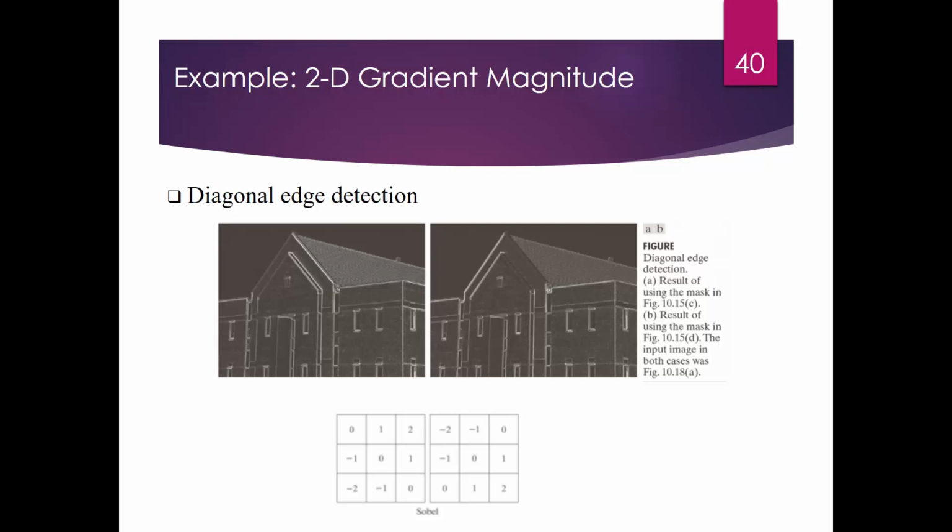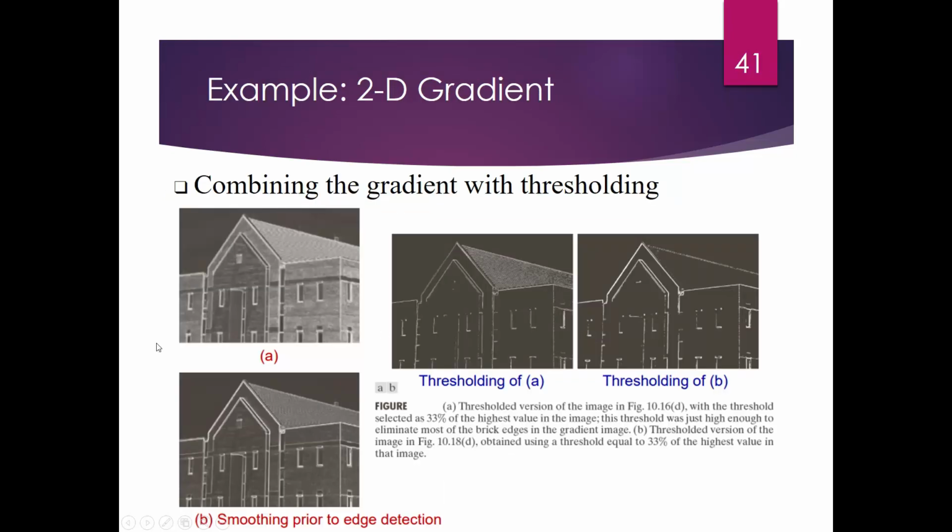Now if we apply the operator in a diagonal direction, we get diagonal edges at plus 45 degrees and minus 45 degrees. If we convolve an input image with a Sobel operator mask at plus 45 degrees, we get this image. If we convolve the input image with a Sobel operator at minus 45 degrees, we get this image. Now, combining the gradient with thresholding.